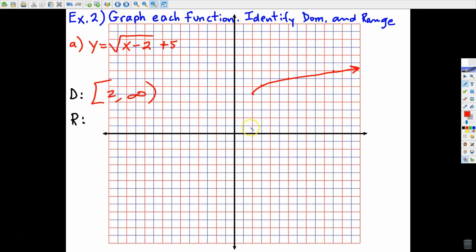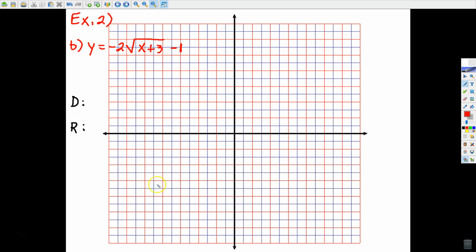The range is going to be from 5 to positive infinity. Okay, any questions about that? Pretty easy. Like I said, once you learn these transformation rules, principles, they apply to all the parents. In our next chapter, we'll throw in the cube root parent.